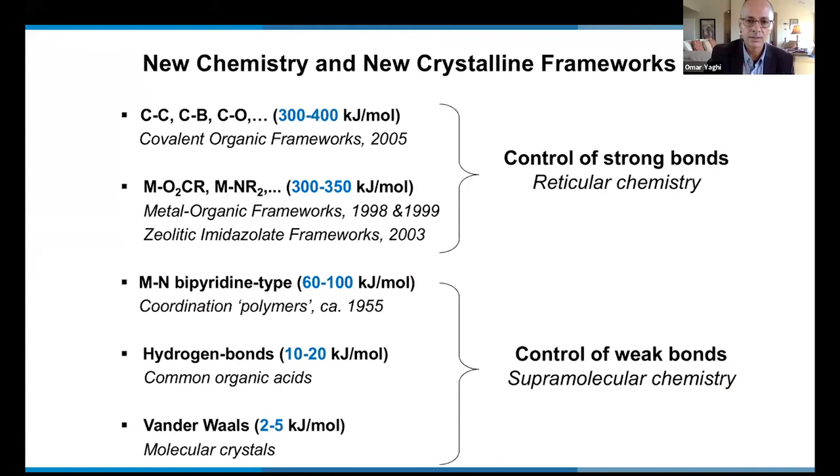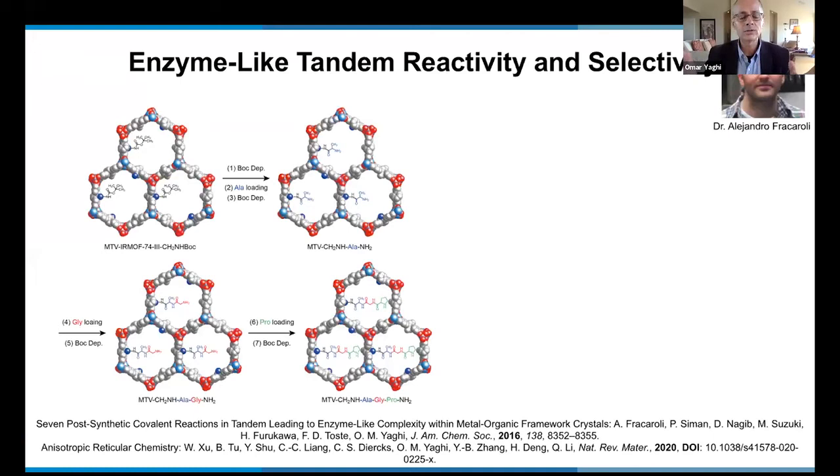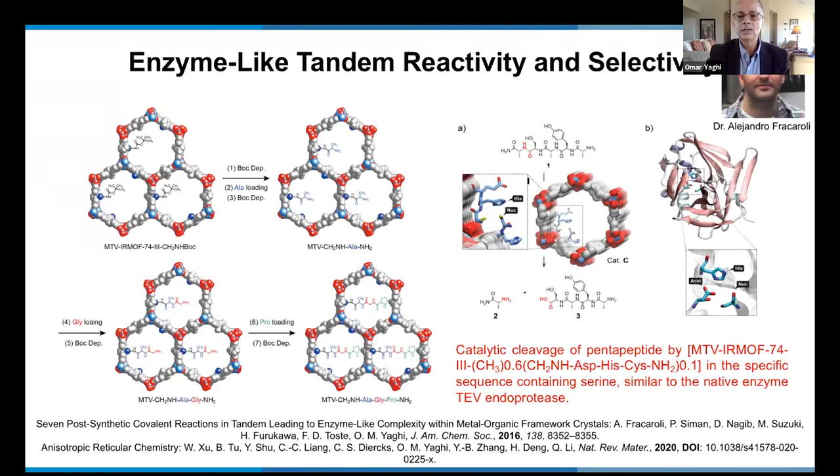Now, I have two slides here just to show you what the future holds. If you can functionalize the pores and still maintain crystallinity and definition, then we're able to design the pores so that they can behave almost like enzymes. Here is an enzyme, TEV protease, that is designed by nature to cleave this amide bond. And now by modifying the pore of the MOF, we can do exactly the same. So this is just the second material that could do this beyond the enzyme. So there is the enzyme and there is the MOF designed to be like the enzyme that can do very specific operations.